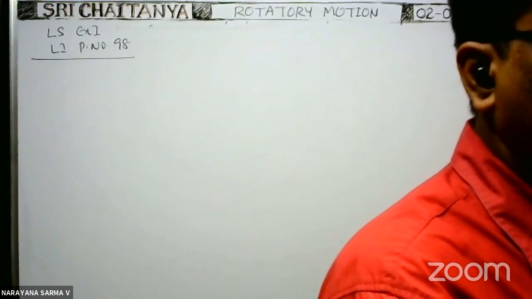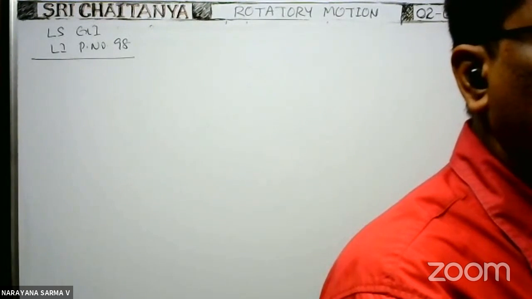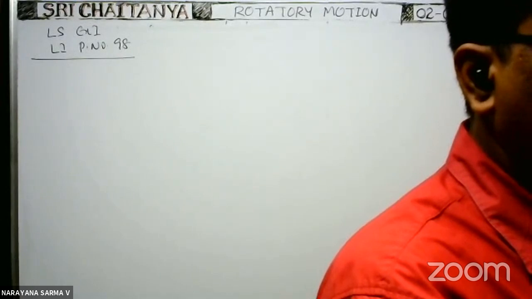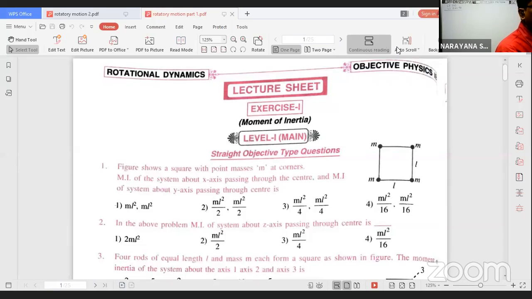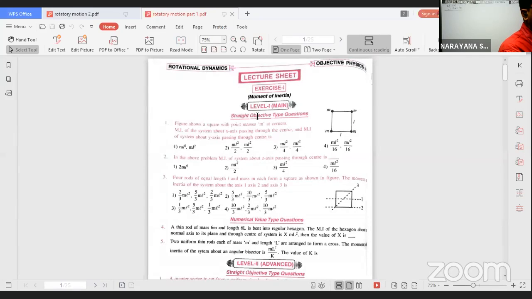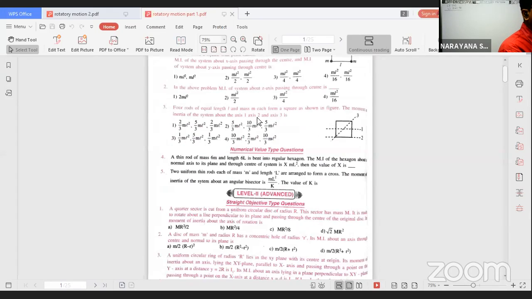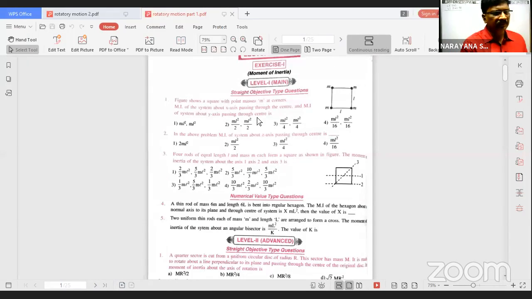Now you see the lecture sheet. In lecture sheet, which problem you need? Page number 98. I think the first problem. The first problem is a direct problem only.